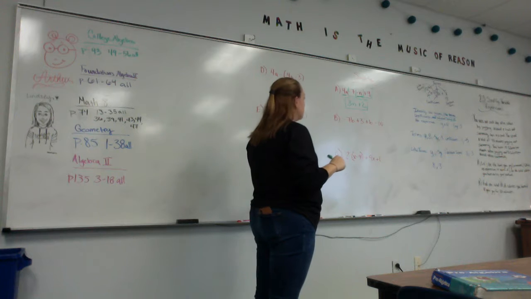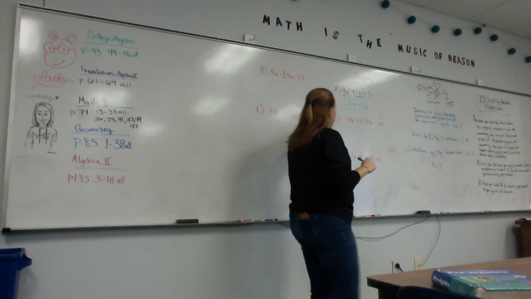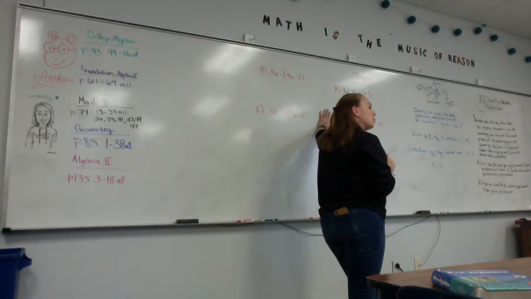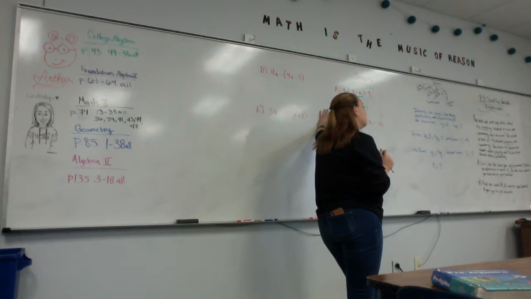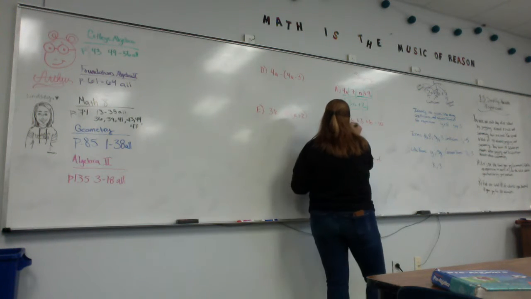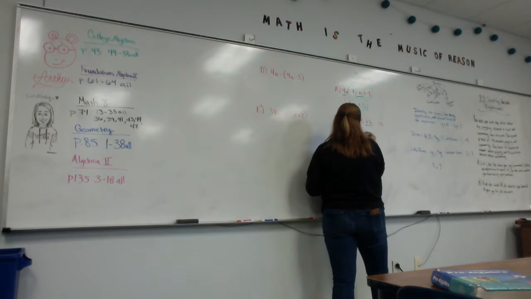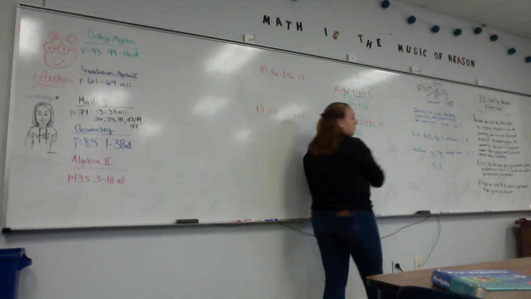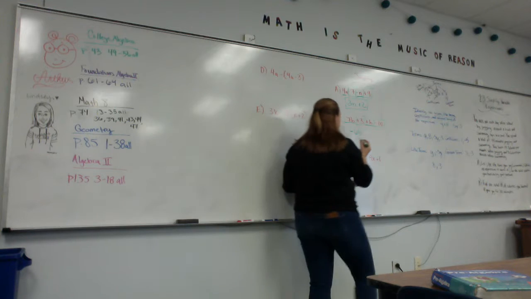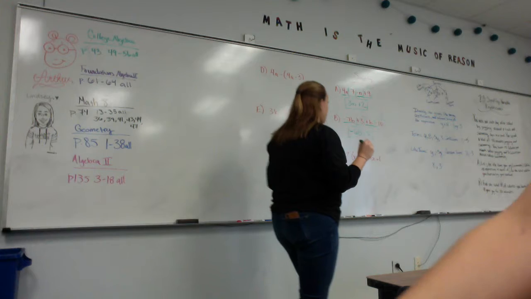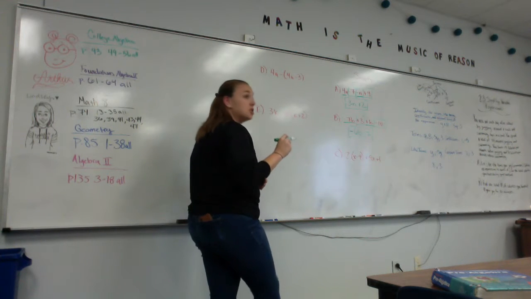Okay, 3n plus 2. What about on B? I have negative 7b plus 3 plus b minus 10. Negative 6b. Negative 7 positive b is negative 6b. Then I have 3 and negative 10, which gives you negative 7. Good job, guys. Don't forget the signs. Pay attention to your signs.